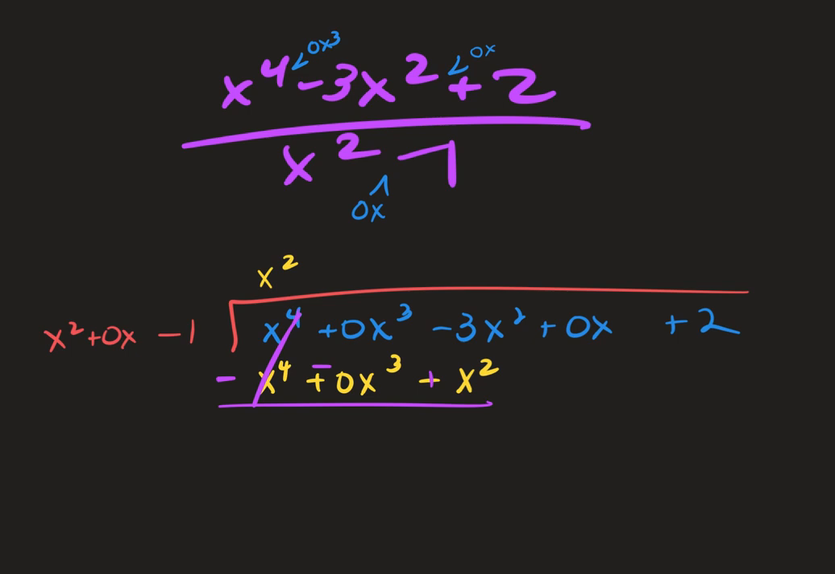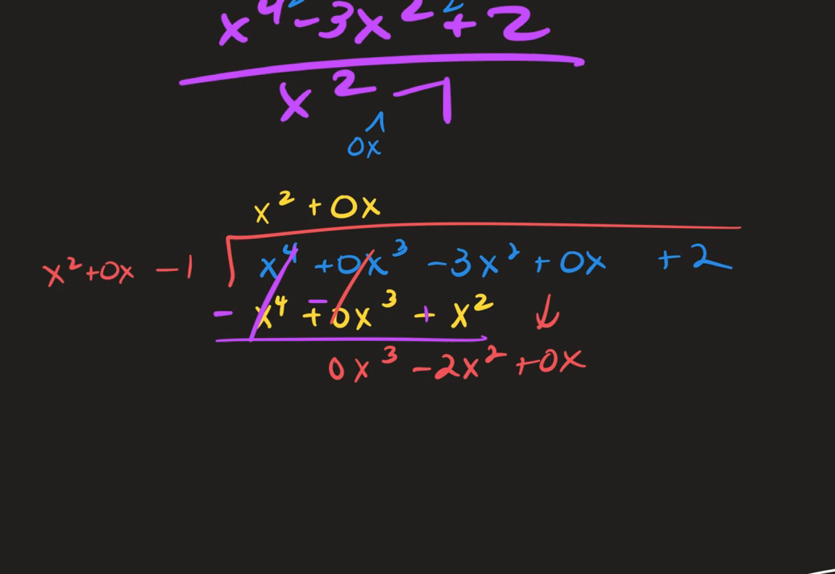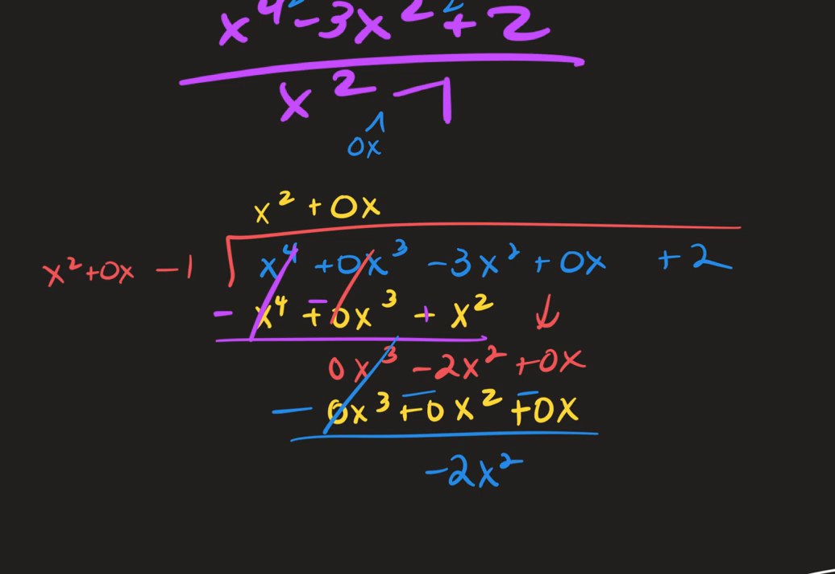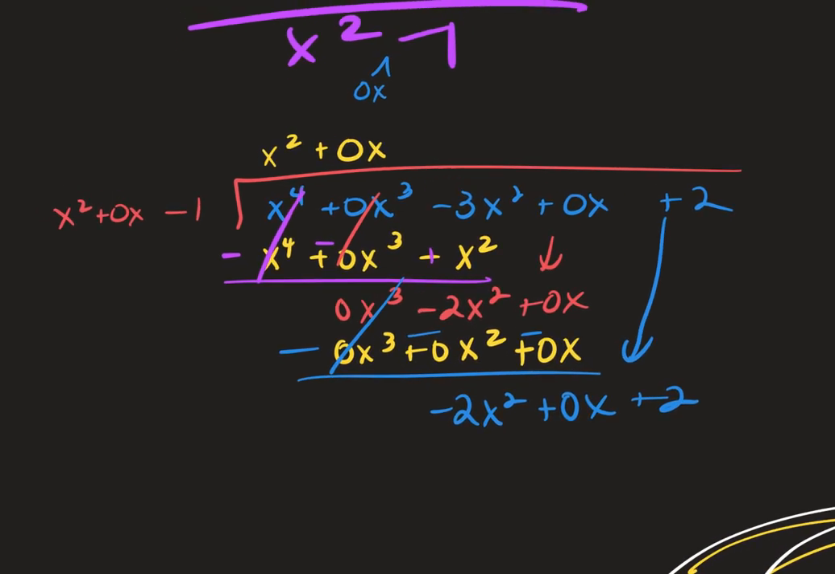Like if I had done here, 0x to the third minus 2x squared, bring down just that 1. The top would be plus 0x. And I'd get 0x to the third plus 0x to the second plus 0x. Change your signs. Cancels. Negative 2x squared. 0x. And now I bring down that 2. I'm going to get the same answer.